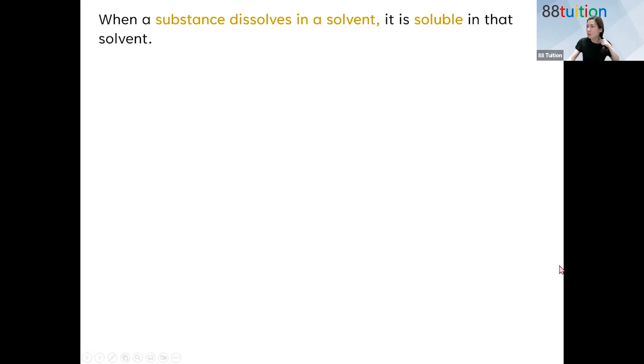When a substance dissolves in a solvent, we say that substance is soluble in the solvent. For example, sugar in water. Sugar can dissolve, right? So sugar is soluble in water. But if I put sugar in maybe diesel, you think it can dissolve?